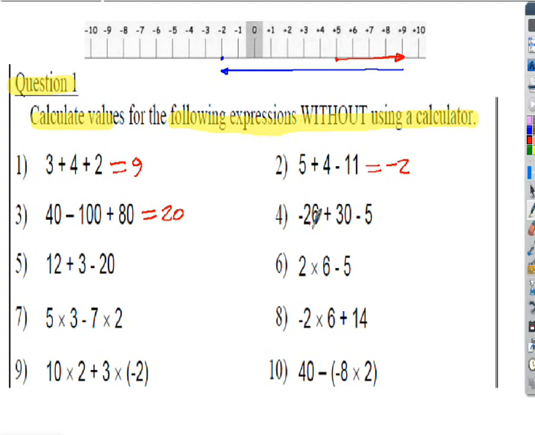Question 4, we've got negative 26, add 30, take away 5. So negative 26 add 30 is positive 4, subtract 5, negative 1. Question 5, we've got 12 added to 3 and then subtracting 20. So 12 add 3 is 15 and then subtracting 20, negative 5.